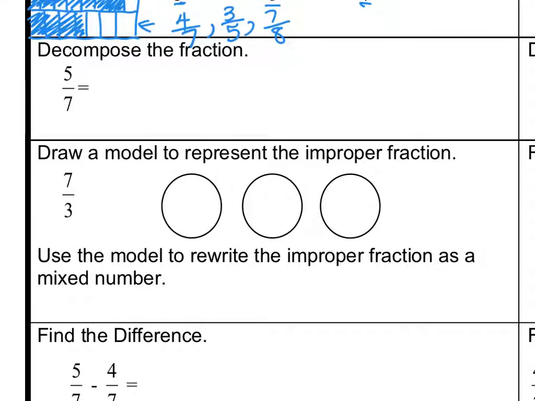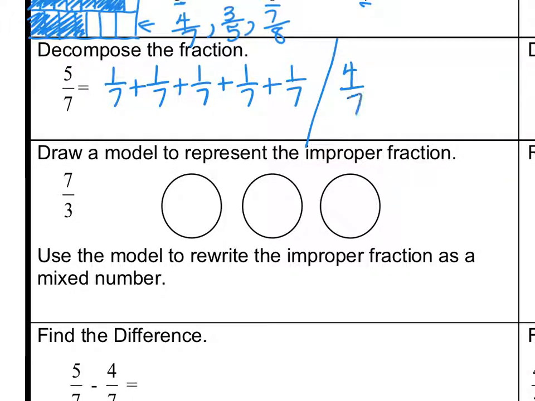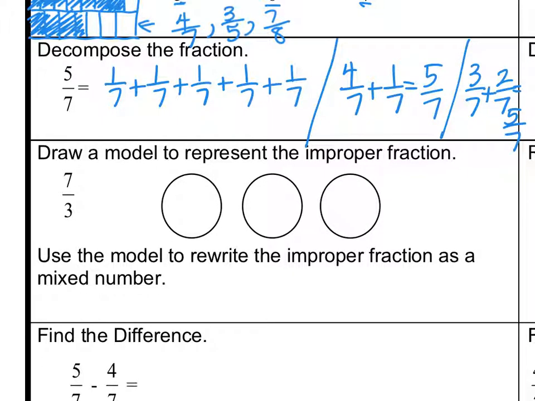Okay, now we need to decompose or break apart this fraction. The most basic way we've been doing this is to do all into pieces, all into 7ths here. We need to do it 5 times. Do 3, 4, 5. Or you could get really fancy and do something like 4/7 plus 1/7 equals 5/7. You could also do 3/7 plus 2/7 equals 5/7. Okay, just so you know that decompose means to break apart.